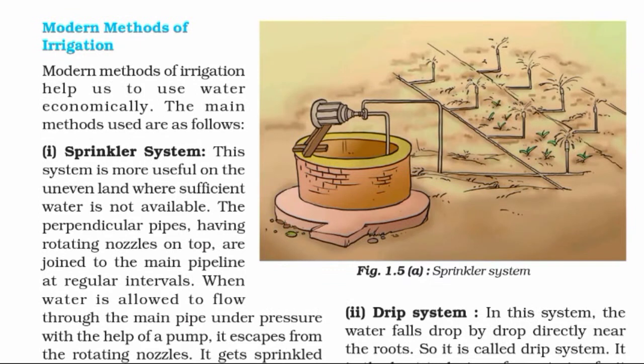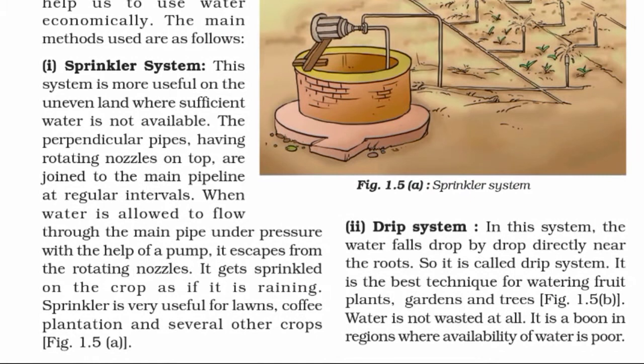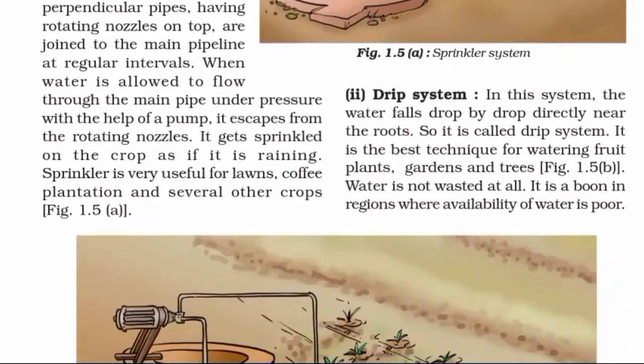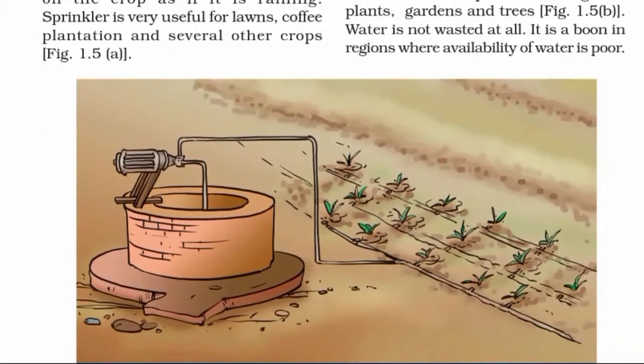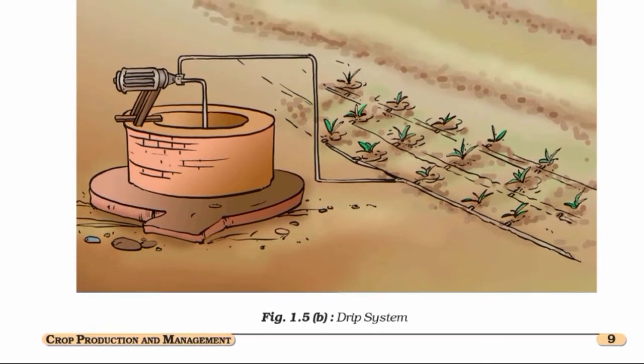2. Drip system. In this system, the water falls drop by drop directly near the roots. So it is called drip system. It is the best technique for watering fruit plants, gardens and trees. Figure 1.5b. Water is not wasted at all. It is a boon in regions where availability of water is poor. Figure 1.5b depicts drip system.